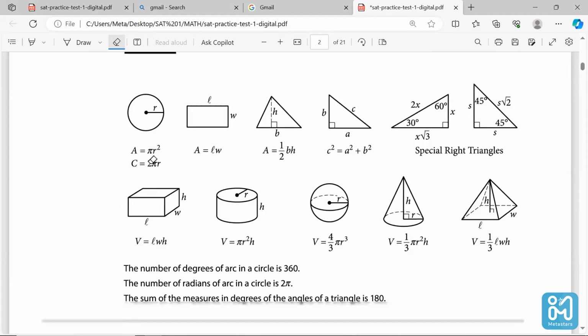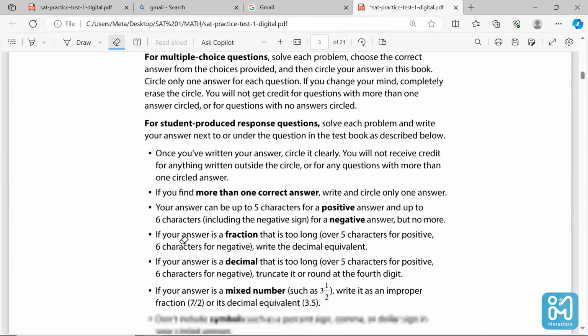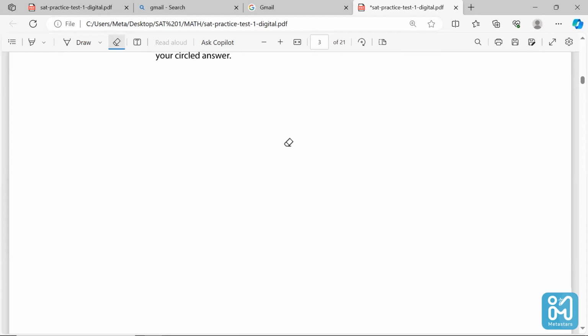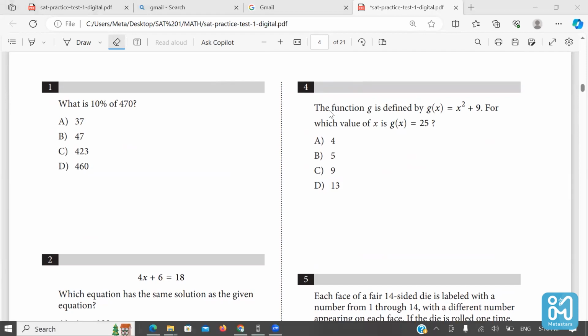Anything talking about the area of circle, area of triangle, rectangle, triangle, and the common triangles, 30-60-90, x, 2x, and x square root of 3, and the volumes. Now, you know that in SAT, there are two parts, part 1, module 1, and part 2. Each part has 27 questions, okay? Now, let's talk about the first question here.